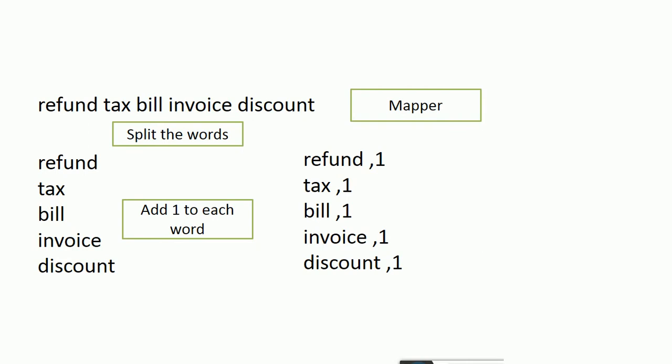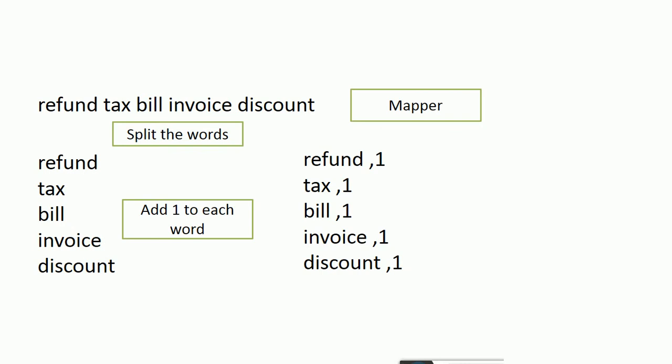Now what happens in the mapper? We have an objective of counting how many times refund has been asked, how many times tax is happening. So we are counting the occurrence of each word. In the mapper, the logic I have written is to split the words refund, tax, bill, invoice, and assign a weight to each word, and the value of the weight will be 1. So we have assigned refund 1, tax 1, bill 1, invoice 1, discount 1. To each word we have assigned a weight.